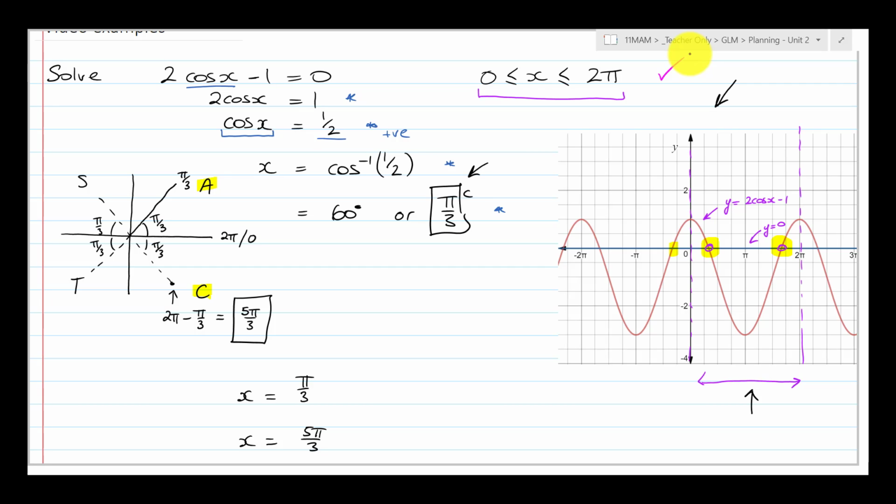But that's the end of this example, so I'm going to stop video 2 now, and we'll do a more complex example in video 3, which will involve a couple of different aspects.